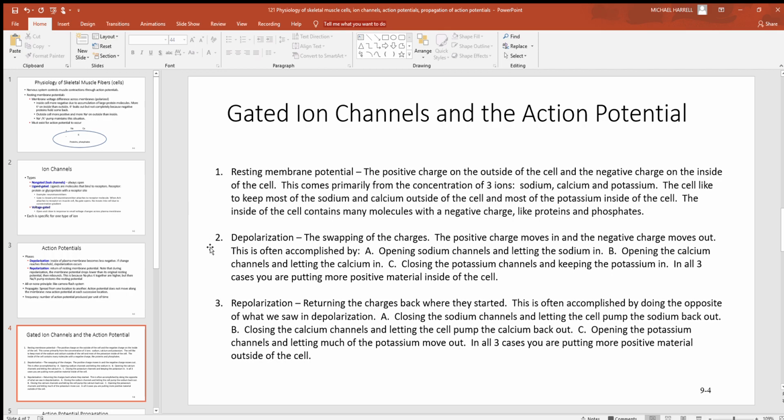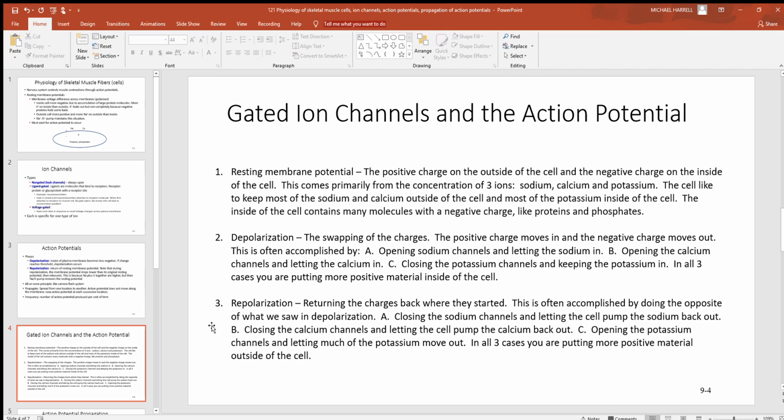Now again, if you depolarize a cell, think about what you did. You just swapped the charges on the cell membrane. You just brought the positive charge in and the negative goes out. That's often accomplished in one of three ways. Number one, opening sodium channels and letting the sodium in. Number two, open the calcium channels and letting the calcium in. Number three, closing the potassium and trapping it in. Look at what you're doing in all three cases. You're putting more of the positive ion inside the cell. That's why the inside charge swaps to the positive.